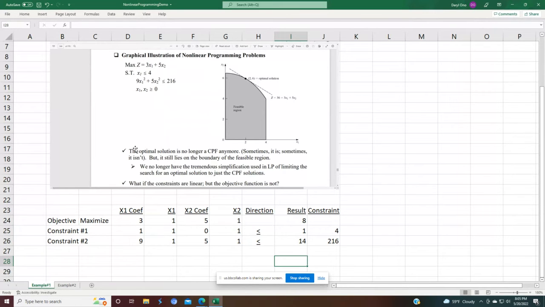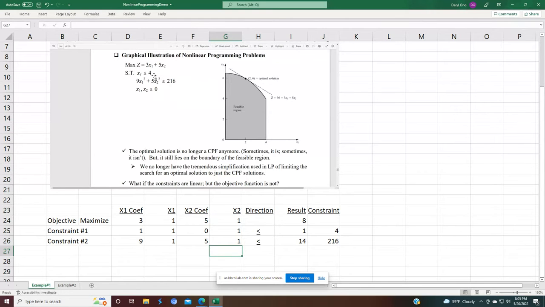For constraint number 2, this is going to be 9x1 squared, so the coefficient is 9. We'll set x1 equal to 1. And then for x2, it's 5x2 squared, so the coefficient is equal to 5. Again, we're cell referencing, so cell G26 is equal to cell G24.